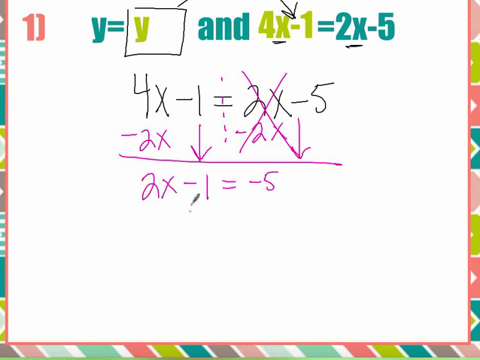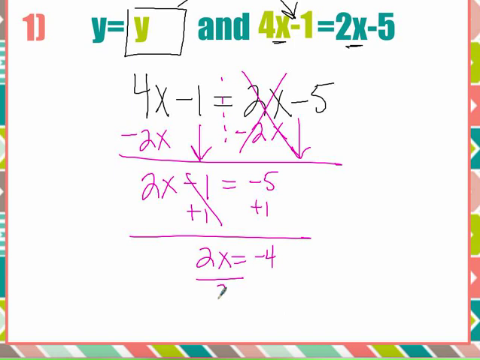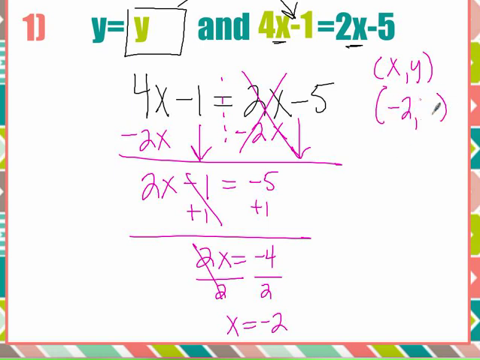I need to move over the minus 1 by adding it. I've got 2x equals negative 4. Divide by the 2, and x is equal to negative 2. So I now have an x amount, but I need an actual ordered pair. I need an xy. So far all I know is the point where they intersect is negative 2 something.